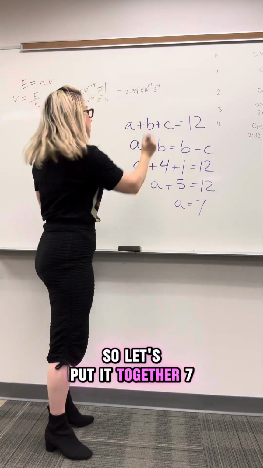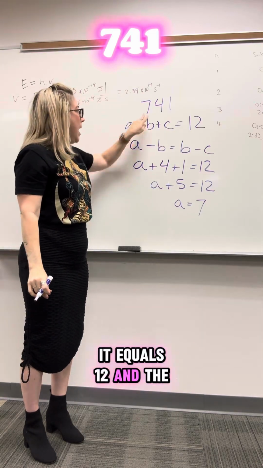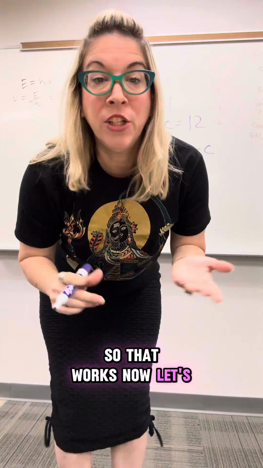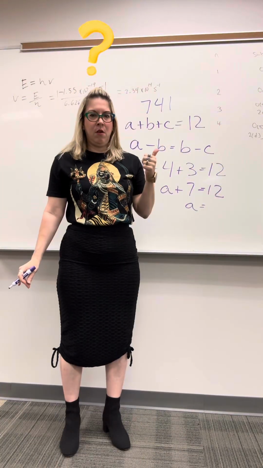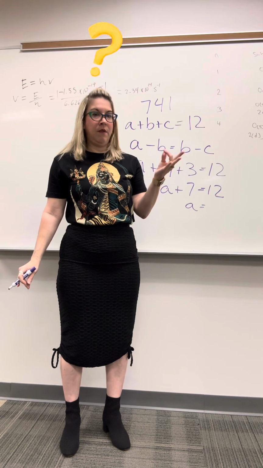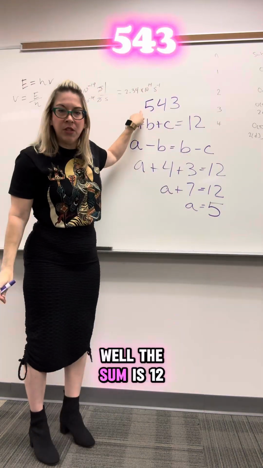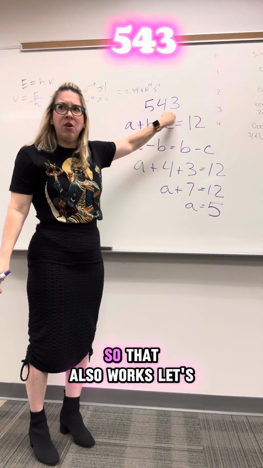So let's put it together. 7, 4, 1. Well, if we add up all the digits, it equals 12. And the difference between 7 and 4 is the same as 4 and 1. So that works. Now let's try 3 for c. Well, the sum is 12, and the difference between the first 2 digits is the same as the difference between the second 2 digits, so that also works.